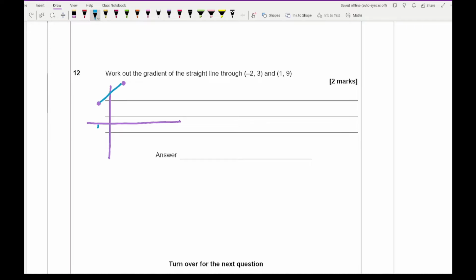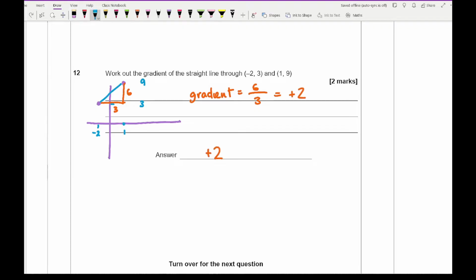So if I just mark those coordinates, this is going to be -2, this is going to be 1, this point here is at 3, and this point here is at 9. I can then draw my triangle, which has a base of 3 and a height of 6. So the gradient is going to be 6 over 3, which is 2. Then I just need to check the sign of the gradient, which is positive. So it's going to be plus 2.